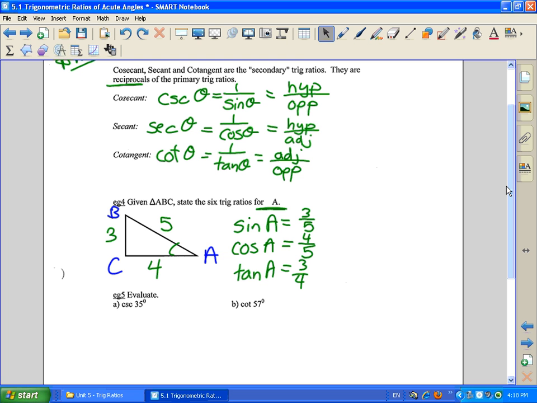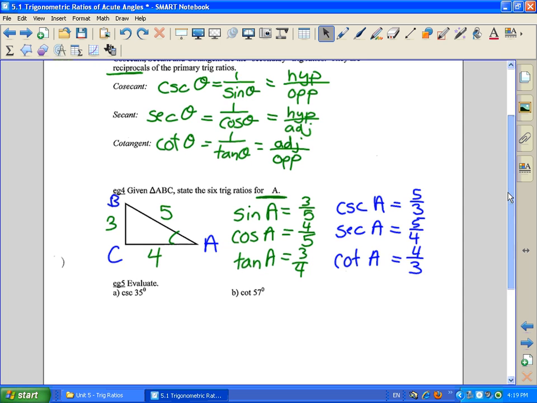Now, when we go to do the secondary ones, just remember cosecant is the opposite or the reciprocal of the sine. So instead of 3 over 5, it's going to be 5 over 3. And the reciprocal for cos theta is secant, sorry, my fault, said that wrong. And so you invert or take the reciprocal of the fraction of the cos A. Okay, so 5 over 4. And the last one, cotangent. Again, flip the fraction, so it's going to be 4 over 3.